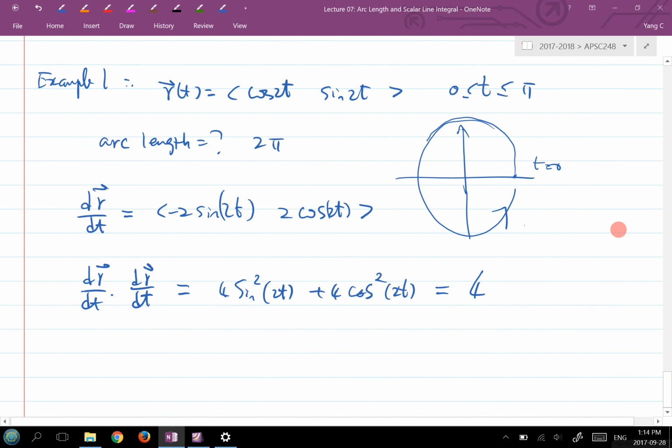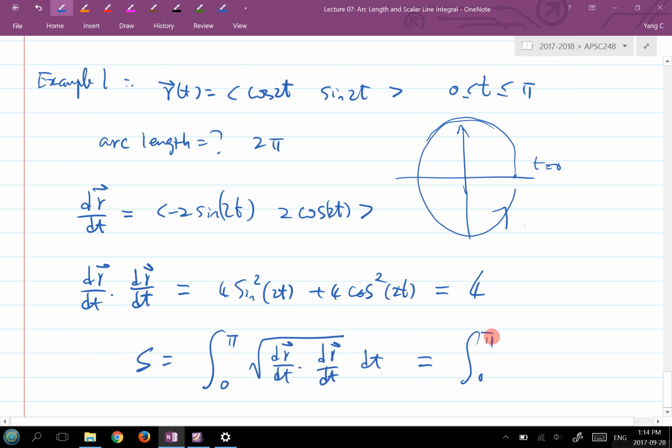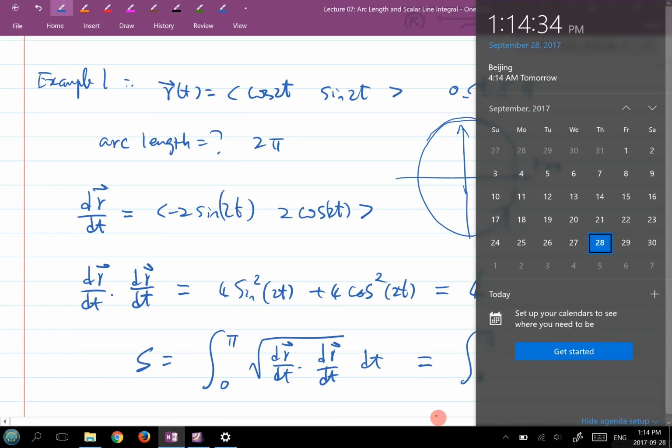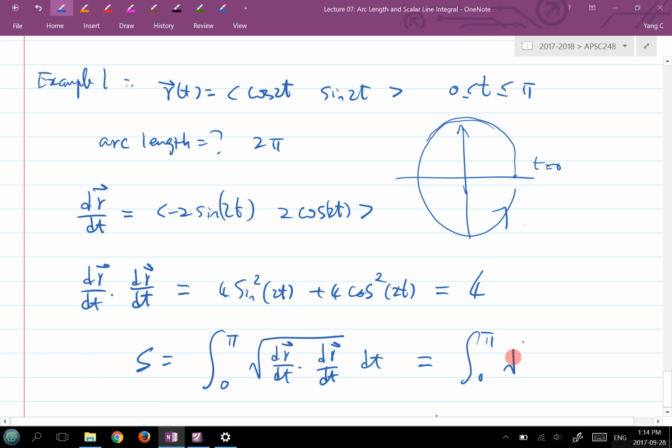So finally, your arc length formula is t goes from 0 to pi, and inside is dr over dt dot dr over dt times dt. So that is the integral from 0 to pi of the square root of dr over dt dot dr over dt, so the square root of 4, dt. So that gave me 2 pi.